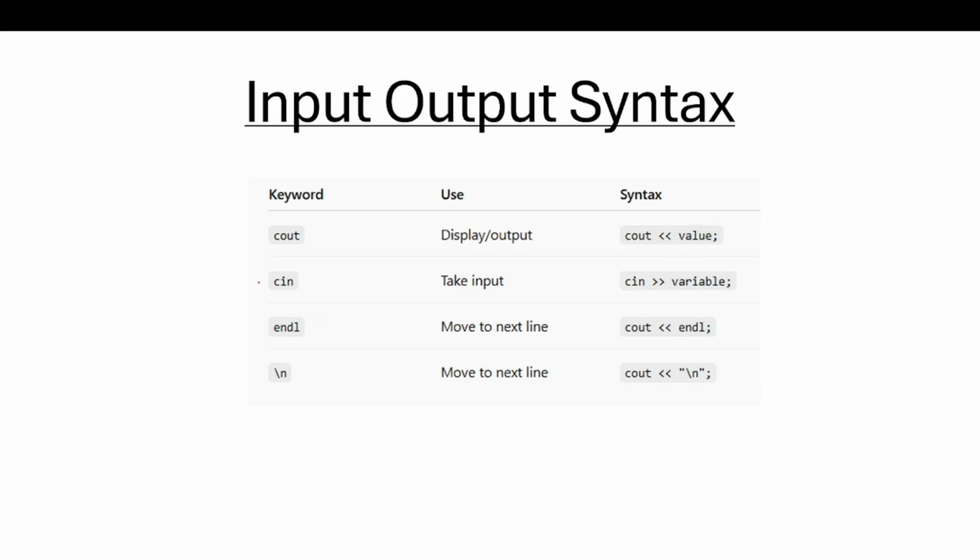Then the second thing we have here is cin, which takes the input from the user. It is written as cin with the operator. This is called the extraction operator, followed by the variable.